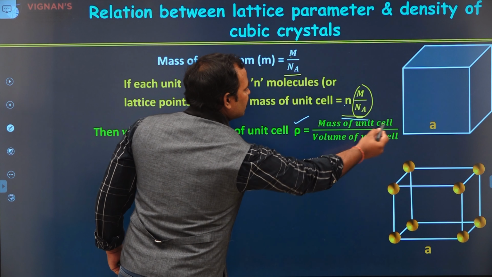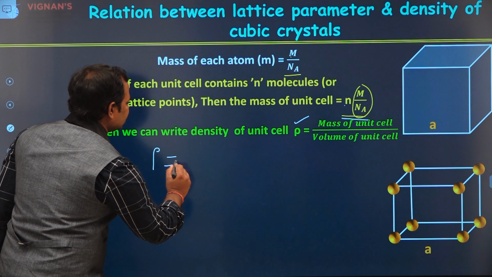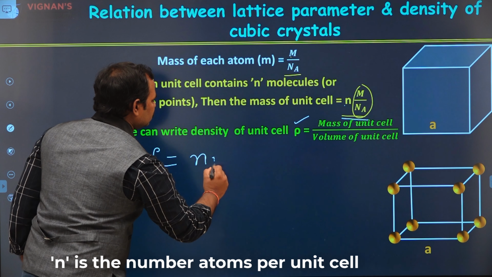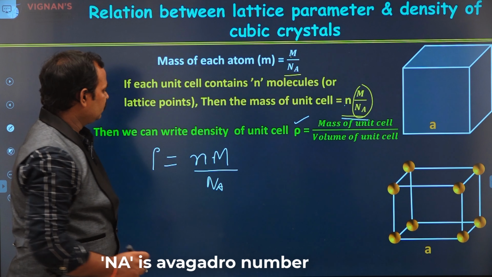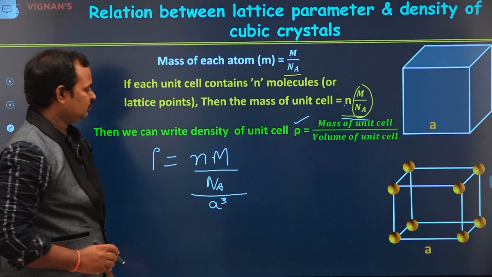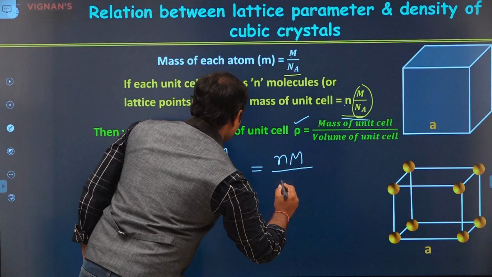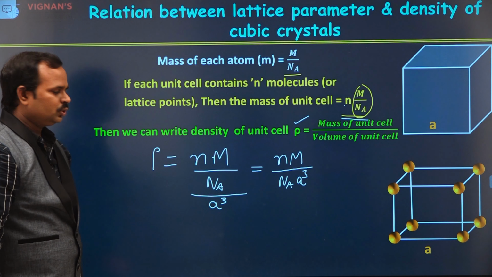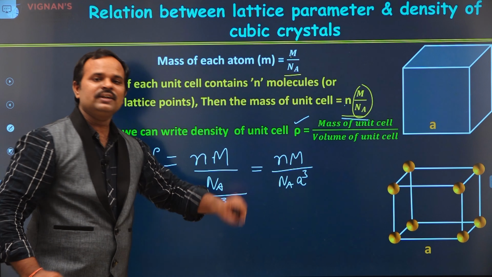The density is equal to the mass of the unit cell by the volume of the unit cell. We know that the mass of the unit cell is nM by Na, where small n is the number of atoms per unit cell and Na is the Avogadro number. Now the volume of the unit cell is a cube. So we can rewrite it this way: rho equals nM by Na a cube. So now we have the relationship between the density of the crystal and the lattice parameter.